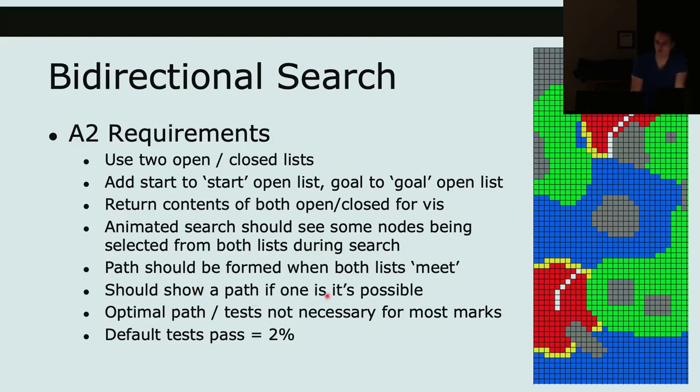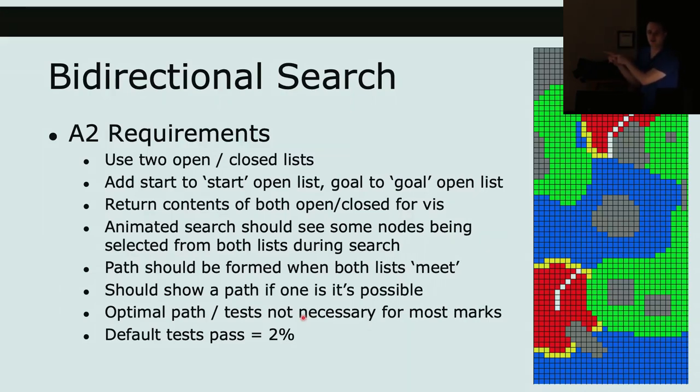Show a path if one is possible. So if I am clicking on two connected states, it should return a path. That's all I really want to see. It doesn't need to pass the tests, and it doesn't need to be optimal. However, that will get you 98% on the assignment.